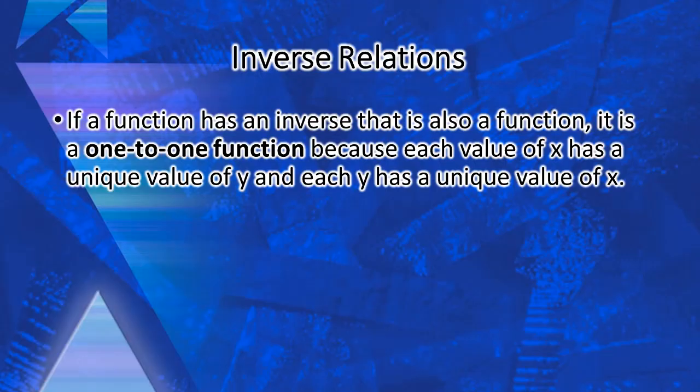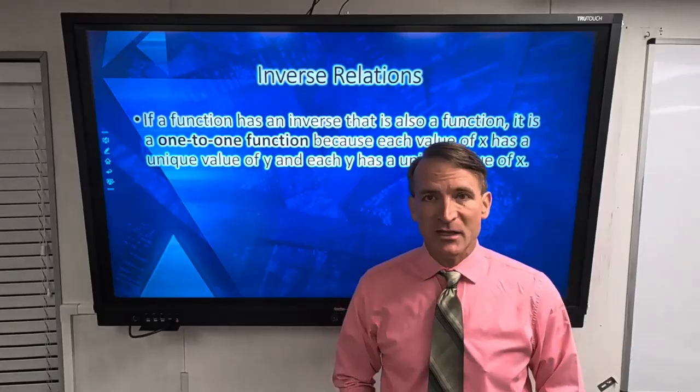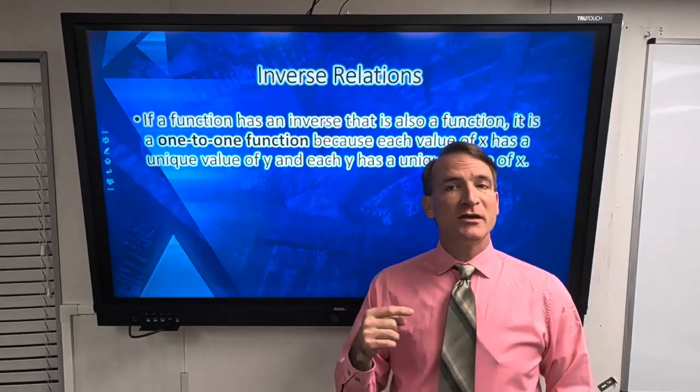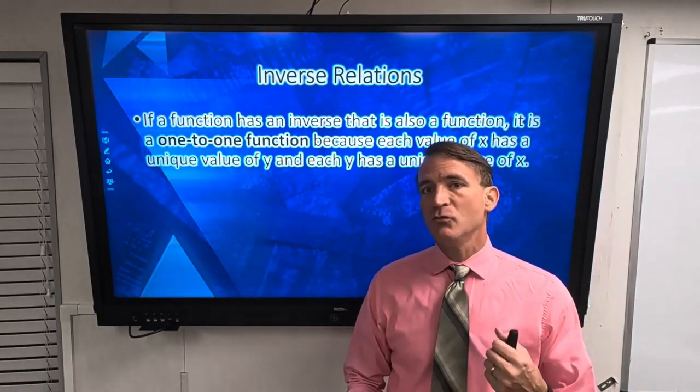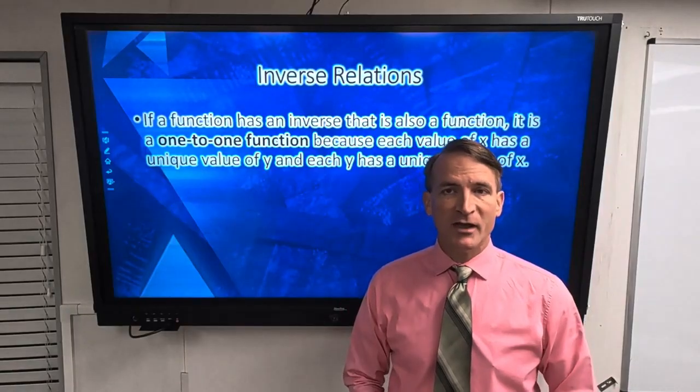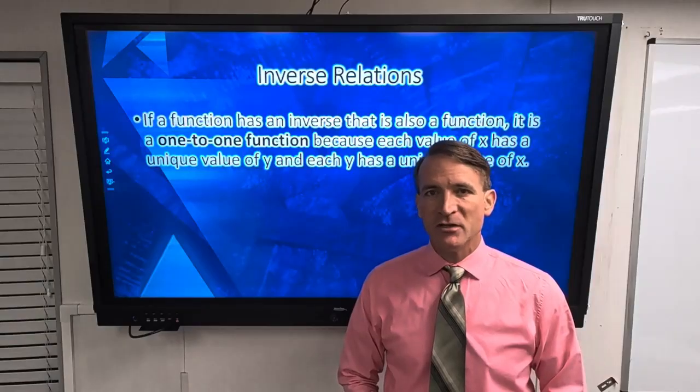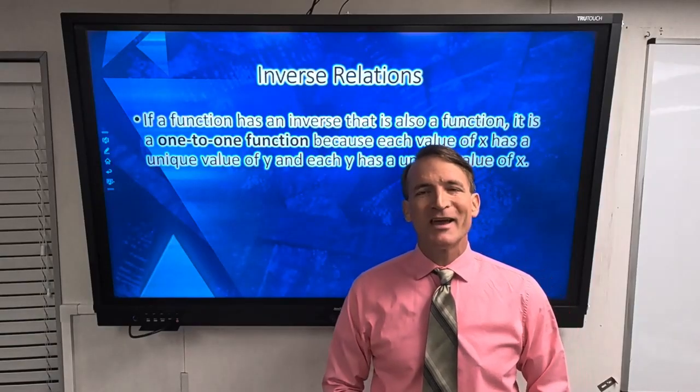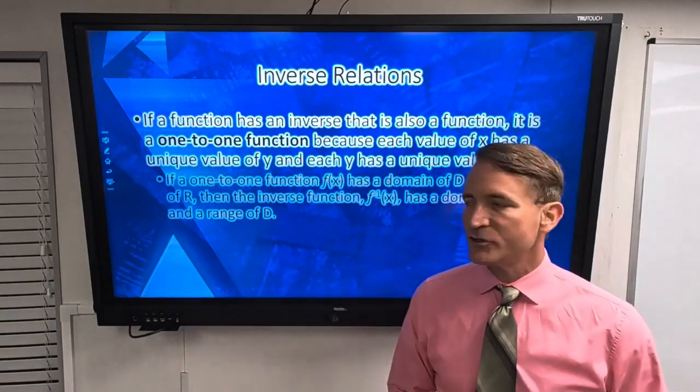If a function has an inverse that is also a function, this is what we call a one-to-one function. And the reason for that is because each value of x has a y value that is unique. But if we were to put in a y, we would come up with only one x value, and that x value would also be unique. So these are termed as a one-to-one function.